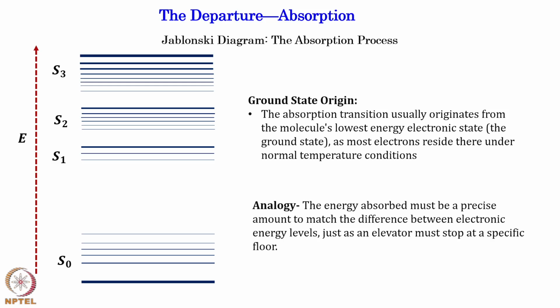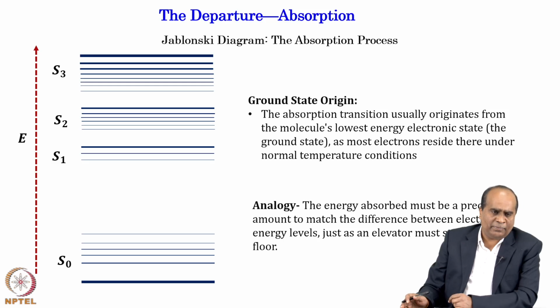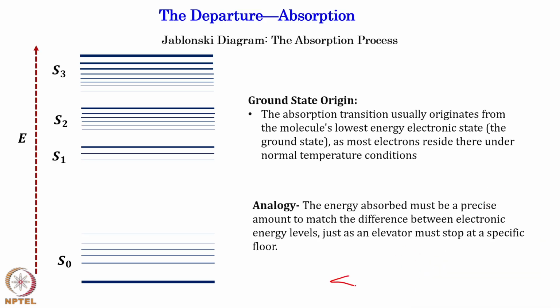To explain that, we had come up with the theoretical concept of the Jablonski diagram. We have seen that there are different discrete energy levels S0, S1, S2, S3, and when we shine a light, when the energy between S0 and S1, or S0 and S2, or S0 and S3 matches this energy gap, that means delta E matches with h nu, then absorption happens.